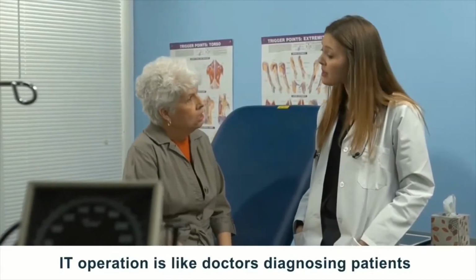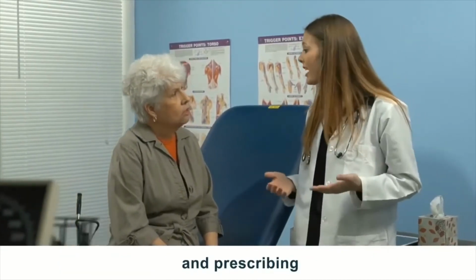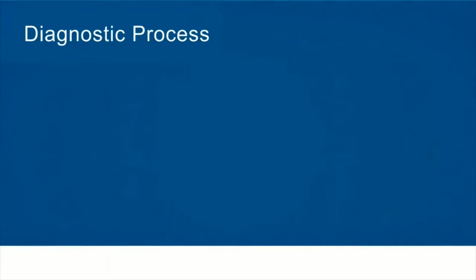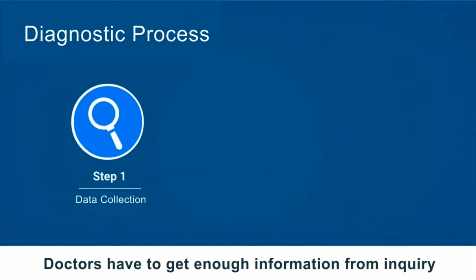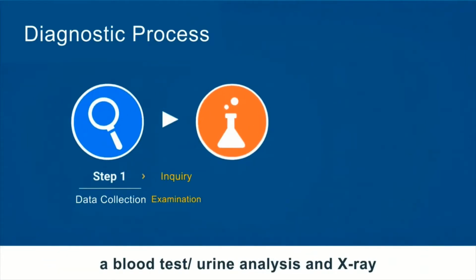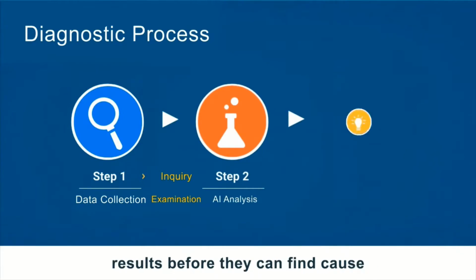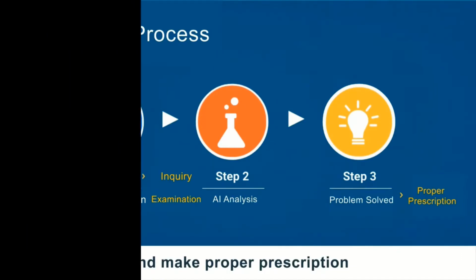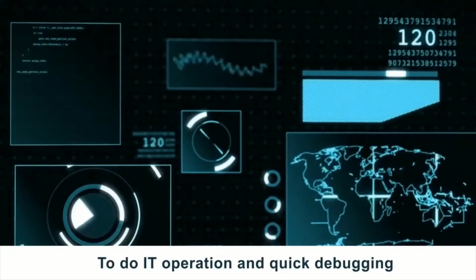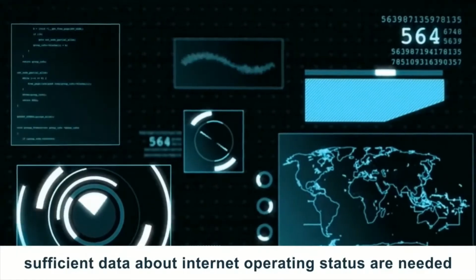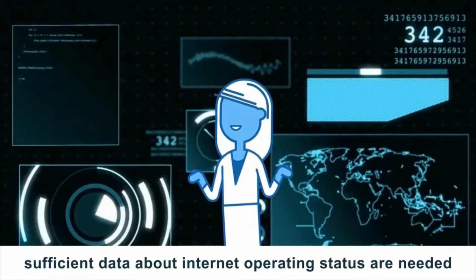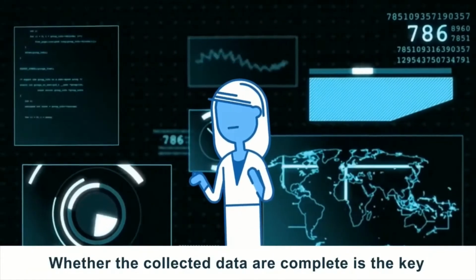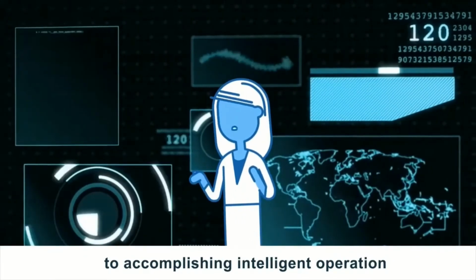IT operation is like doctors diagnosing patients and prescribing. Doctors have to get enough information from inquiry, a blood test, urine analysis, and X-ray results before they can find the cause and make a proper prescription. To do IT operation and quick debugging, sufficient data about Internet operating status are needed. Whether the collected data are complete is the key to accomplishing intelligent operation.